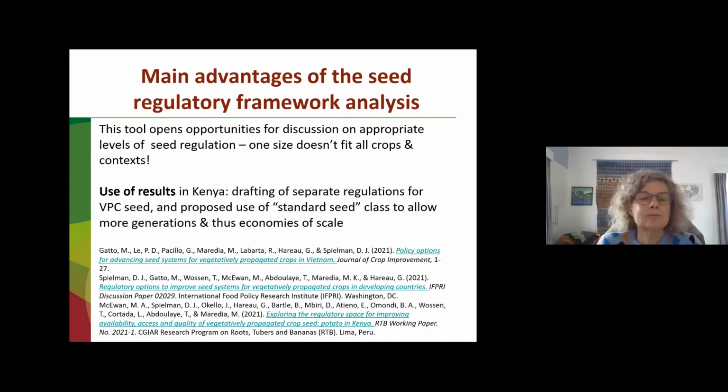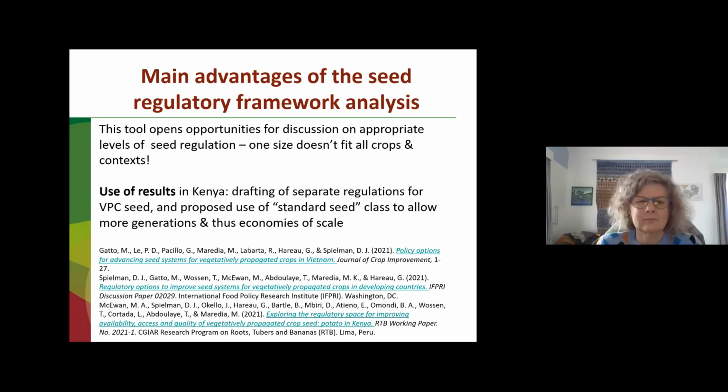What excites me about using this tool is that it opens up the opportunity for discussion about appropriate levels of seed regulation. And this discussion has to take place among different types of stakeholders, different disciplines, different interest groups. What's clear is that one size doesn't fit all crops and contexts.